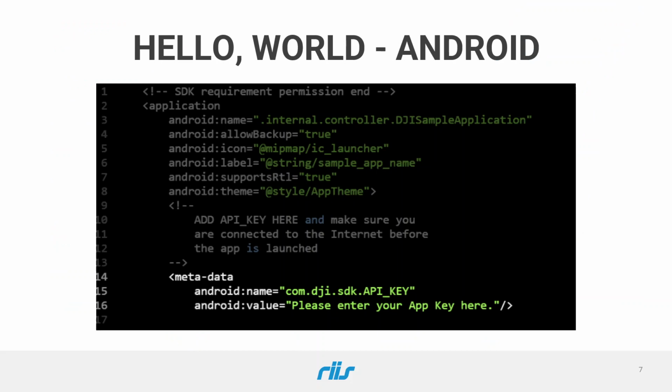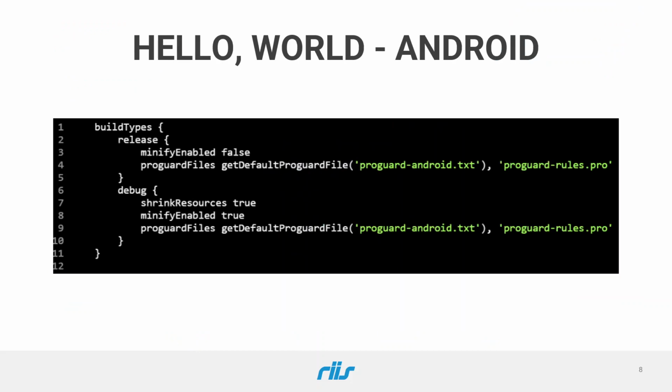Okay, so here's the Android manifest file. You can see right here that we need to put our API key in here, so we'll put in our API key, and it should have the same name as whatever you've called it on the DJI website, developer.dji.com.